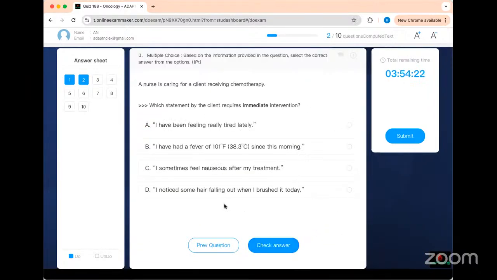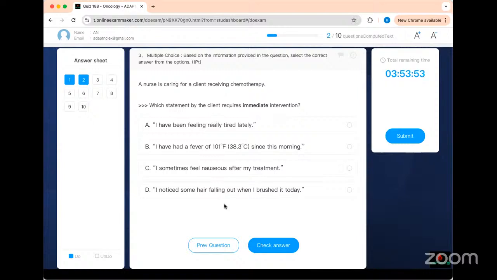And this is caring for a client receiving chemotherapy. Which statement by the client requires immediate intervention? I have been feeling really tired lately. If you get chemotherapy, you become anemic and therefore you feel tired. I have had a fever of 101 since this morning. Your white count can go down. You became neutropenic. If you have a fever, that's a bad problem.